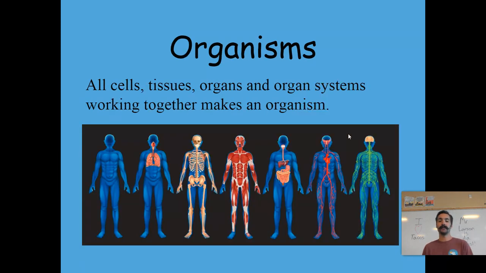Now, an organism, the largest level of organization, where you have all your cells, all your tissues, all your organs, all your organ systems, all working together to create the person that you are and create the animal or plant that you see before you. So this picture just has different types of organ systems and has different levels of organization, but basically what makes us organisms.